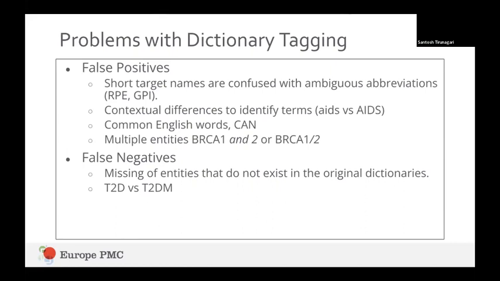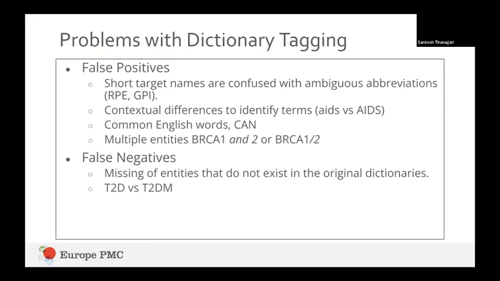The false positives arise for several reasons, which we have witnessed now: acronym ambiguity, such as RPE and GPI, and then contextual differences in identifying terms. So AIDS is the right term, but in one instance AIDS is a disease, and in another instance it is something to support hearing, as in hearing aids. And common English words: CAN is a gene, but it would also be a verb. It is a common English word.